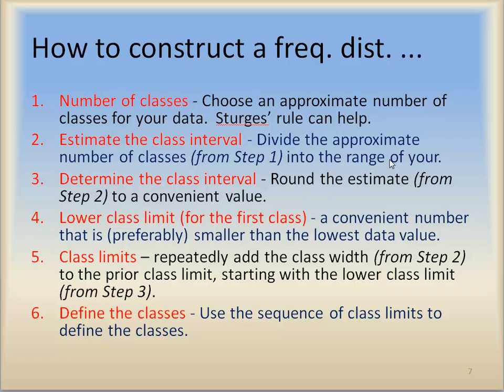So once you've selected the lower class limit for the first class, you start adding repeatedly the values that you determined, i.e. the class intervals, to create the upper class limit, and you keep doing that until you reach the end class. In other words, all the values have been included. Okay? And the last step is to define the classes.